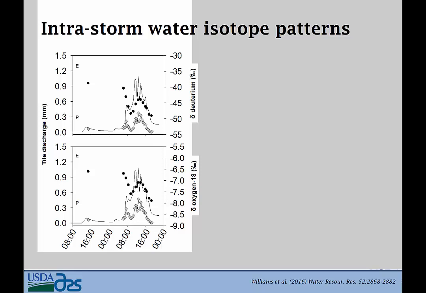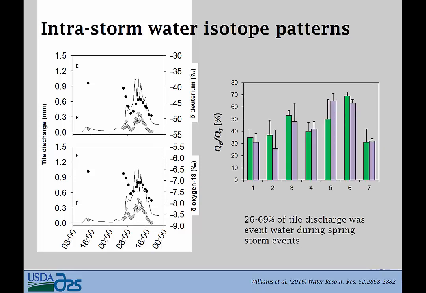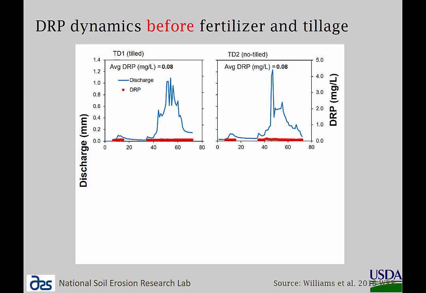We were able to measure out these isotopes. And what we found was that 26 to 69% of the discharge in the tile drains was coming from that new event water, from that rainfall. That means that what hit the surface was going straight down to the drain. And if you've got phosphorus fertilizer right at that surface, it can be catastrophic. There's an example of it in losses.